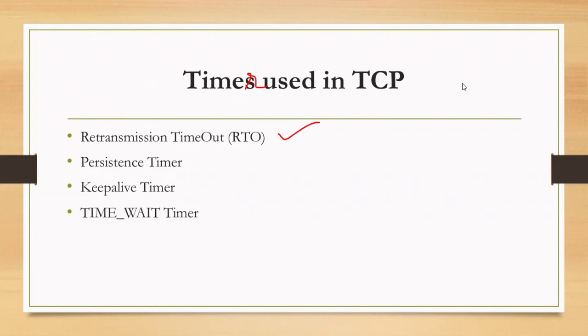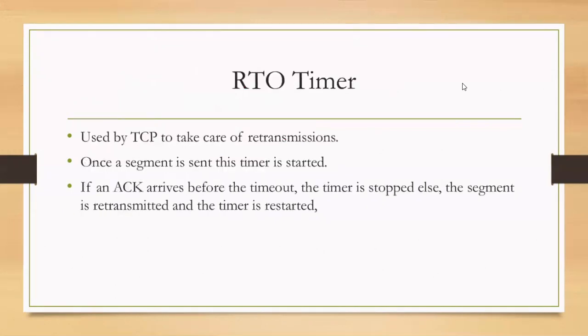Then, in addition to the retransmission timer, which we have already seen, we have some other timers also, like the persistence timer, the keep alive timer, and the time wait timer. So we'll look at each of these. But the most important is our retransmission timeout timer, or the RTO timer. We call it the RTO itself. The RTO is used by TCP to take care of retransmission.